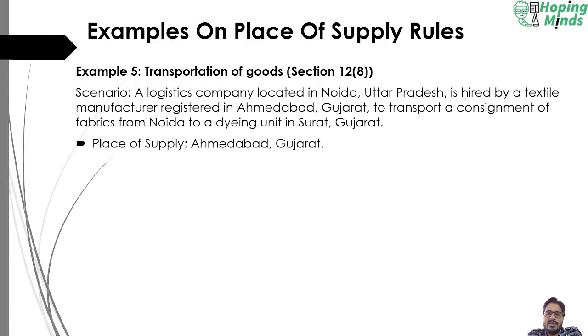So as per the place of supply rules, for transportation of goods provided to a registered recipient, the place of supply is the location of the recipient of services. So here in this case, since the supplier based in Uttar Pradesh and the place of supply, that is Gujarat, are in different states, IGST will be applicable.